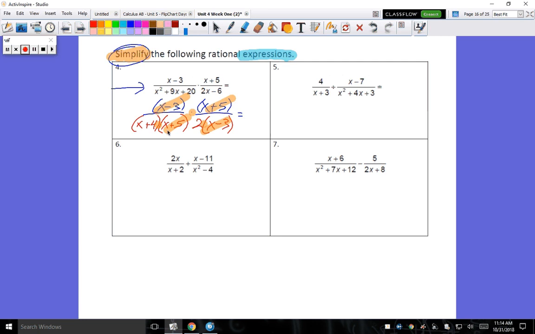Guys, why can I do that? They weren't on top of the same fraction. Why can I do that? Multiplication. Multiplication glues it all together. So it's one huge fraction. So what would be on top? So what's left on top is just 1, an understood 1.